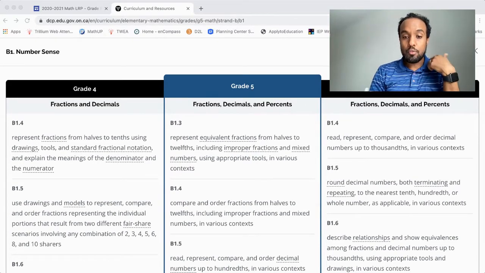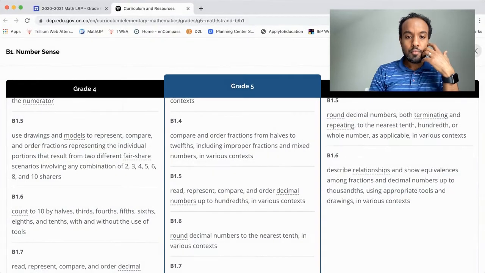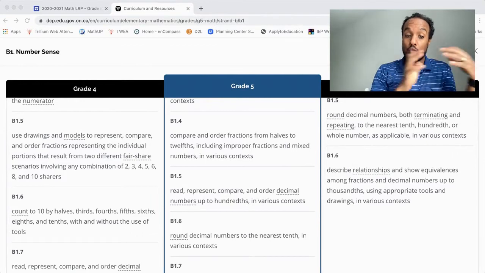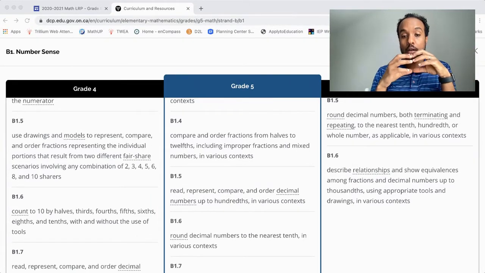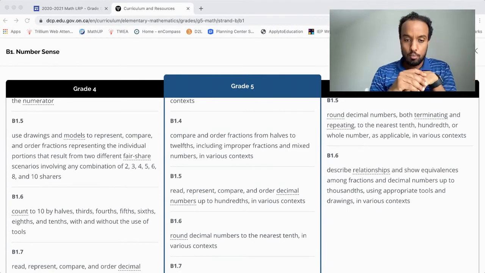Under comparing and ordering, grade 4 students are still working with the fair share concepts that's carried over from primary. Now, however, you'll notice that students are comparing individual portions of 2 fair share scenarios. They're also using fractional notation, which primary doesn't touch at all, even grade 3. In grade 5, students compare and order in a broader sense, including mixed numbers and improper fractions. And then we see that B1.7 deals with decimal and fraction equivalency.